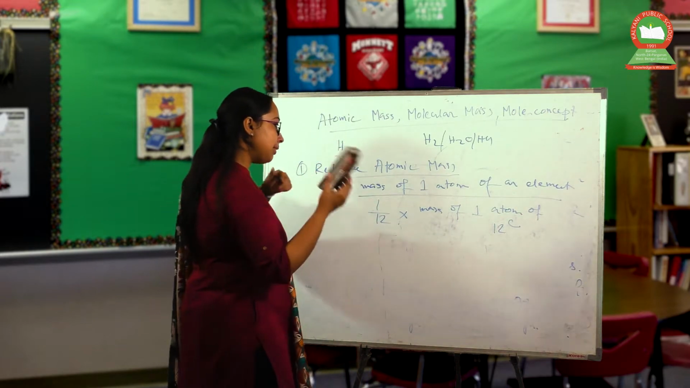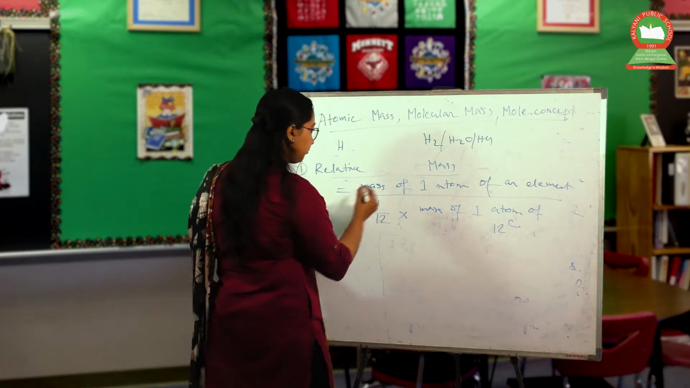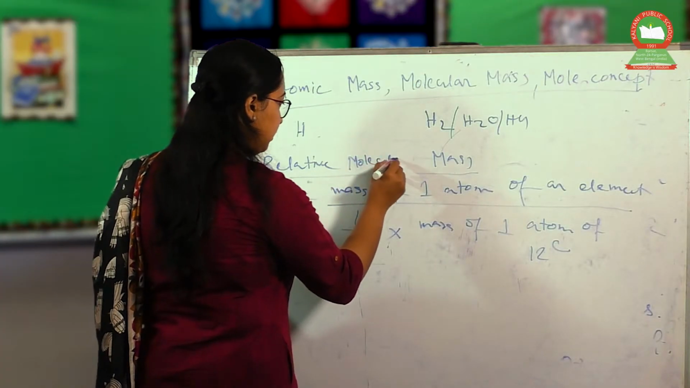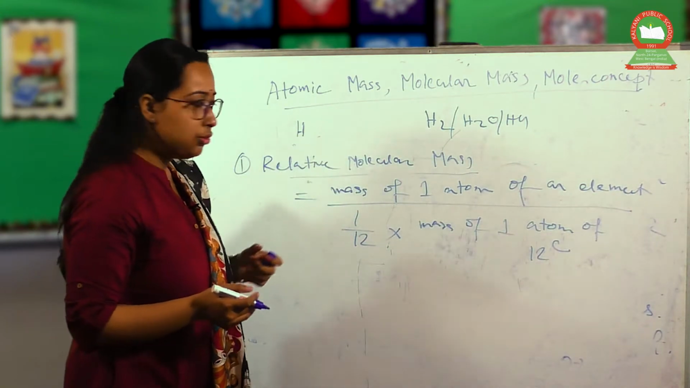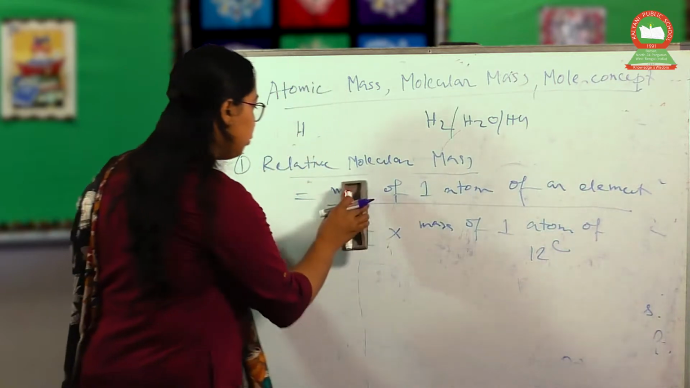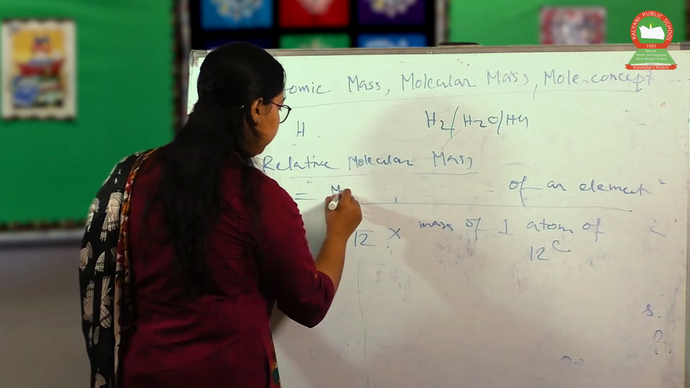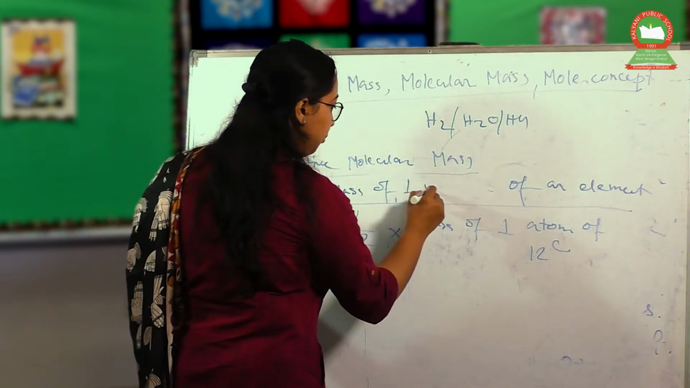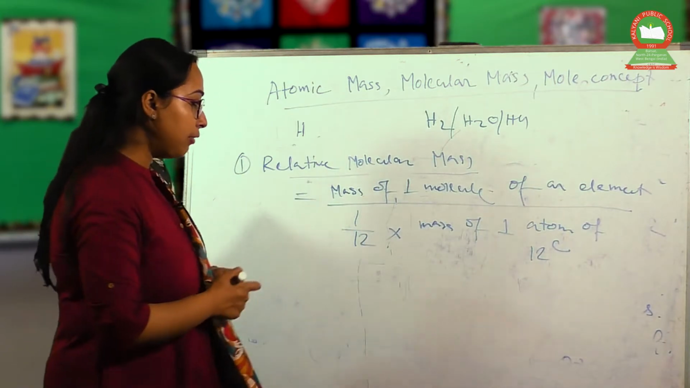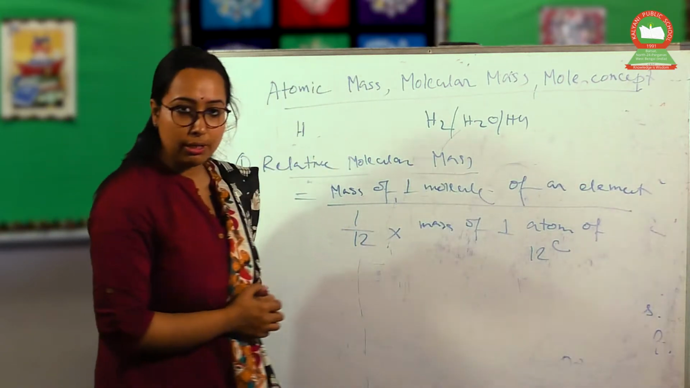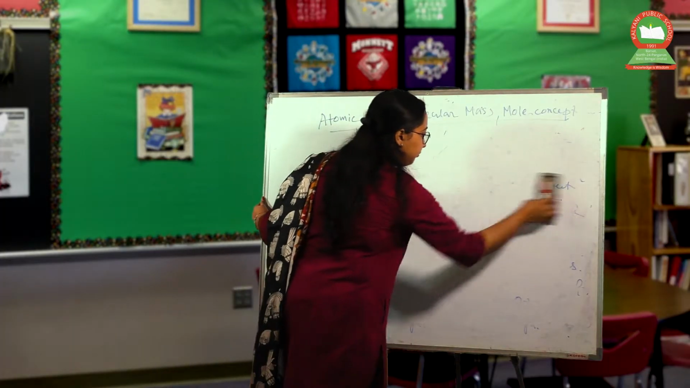Now, after this, the relative molecular mass is the same as the relative atomic mass. When we have to calculate the mass of molecules, we have to mention this: it is the mass of one molecule of any element divided by 1/12 the mass of one atom of 12C. So, now we come to the numericals.